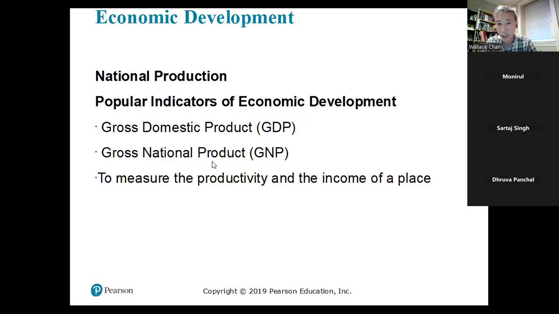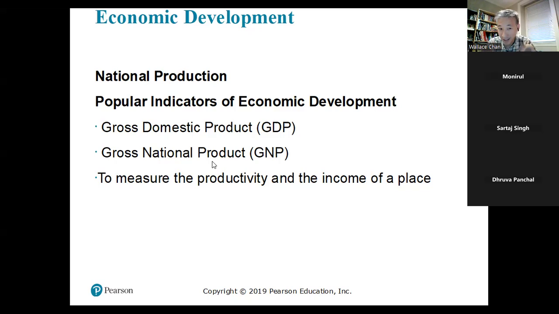Now, how do we measure the economic development of a country? Now, a very common way to do it is to make use of an indicator. It's called GDP.